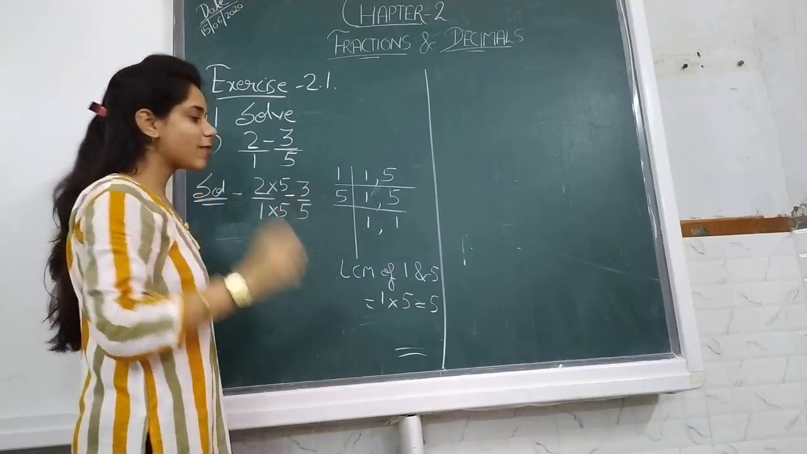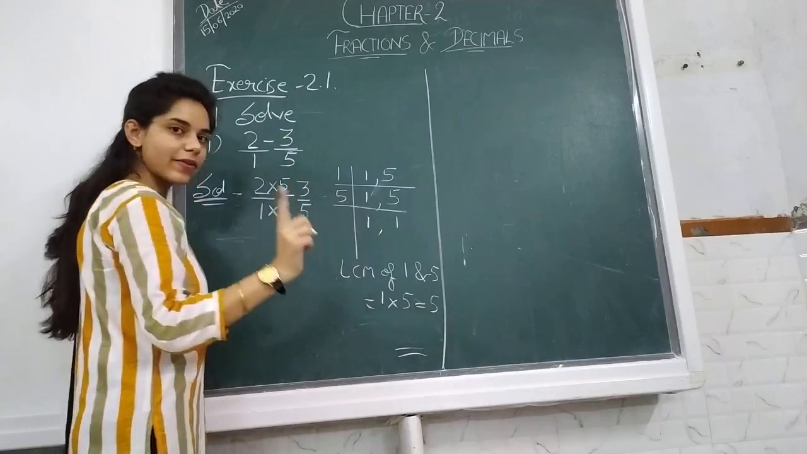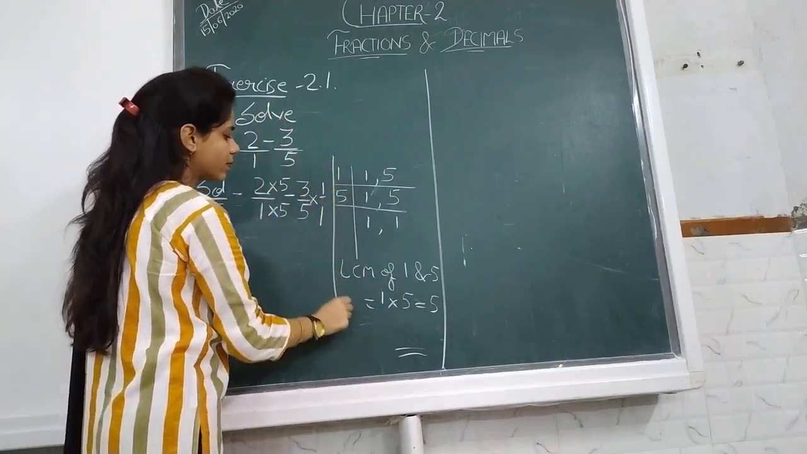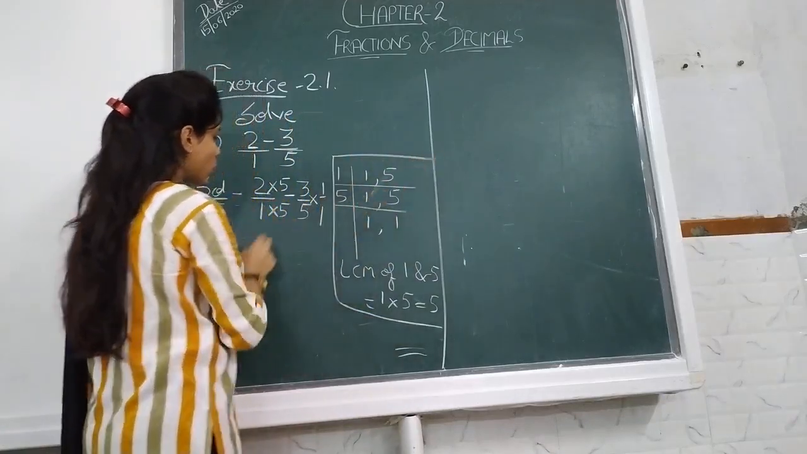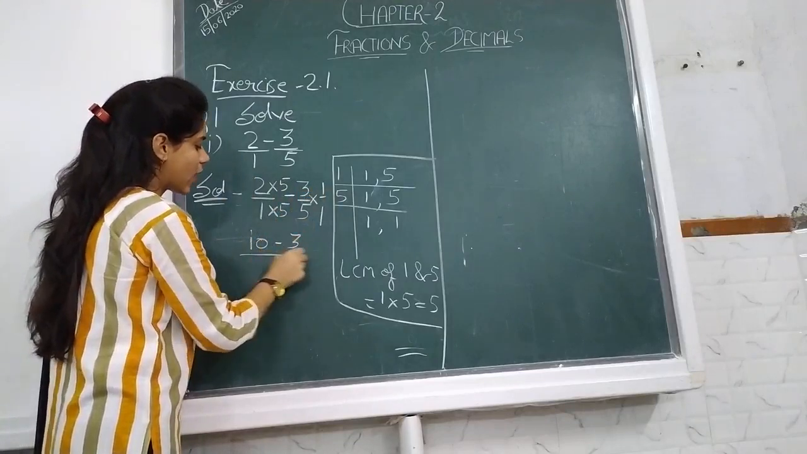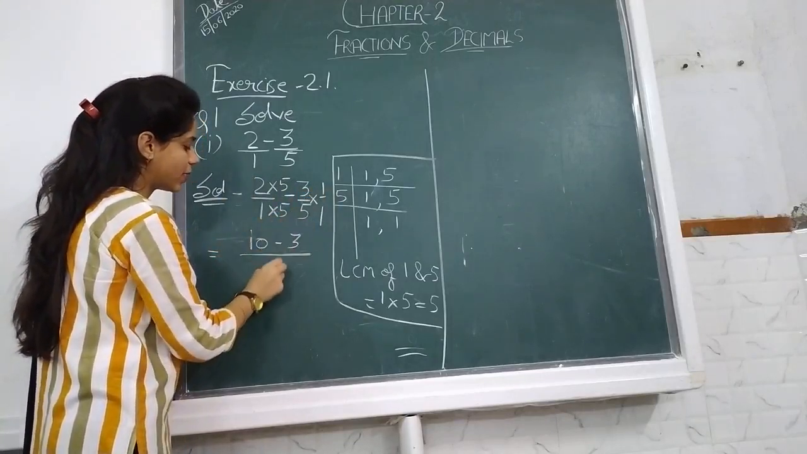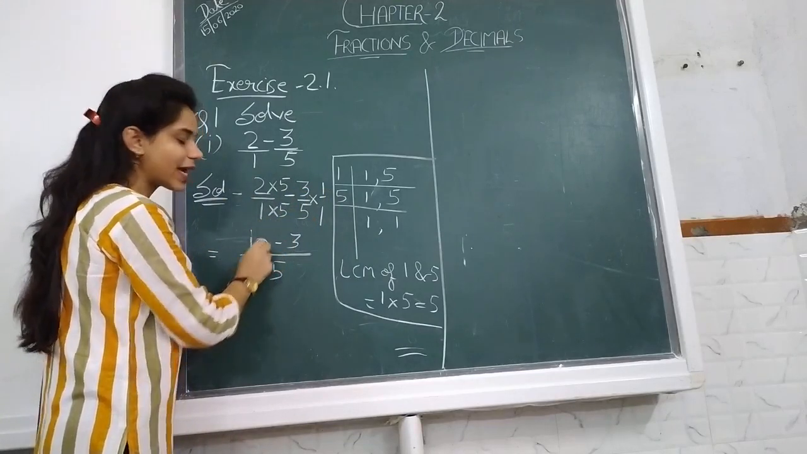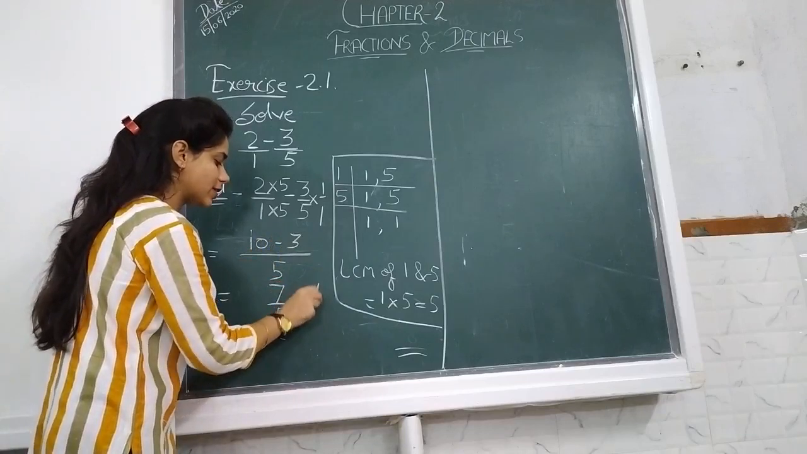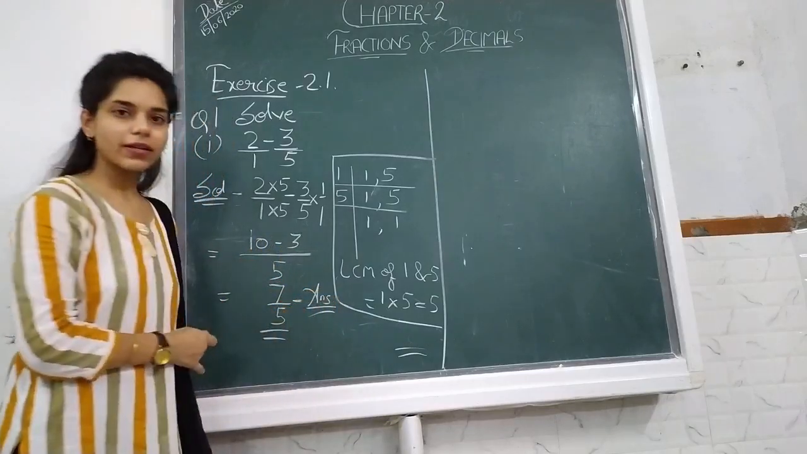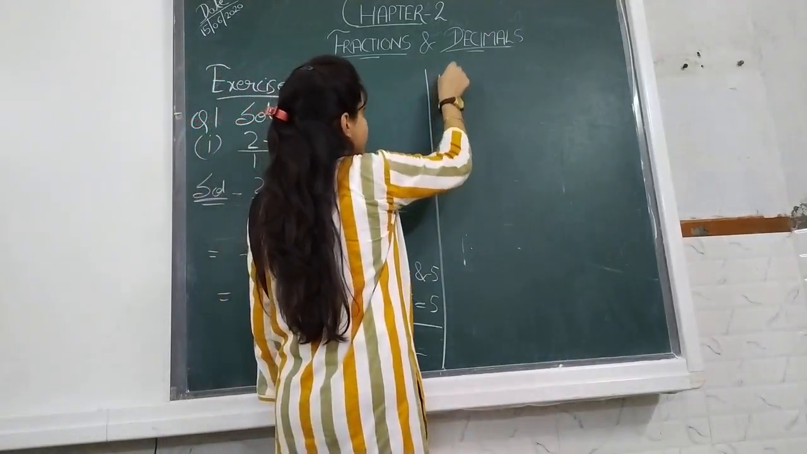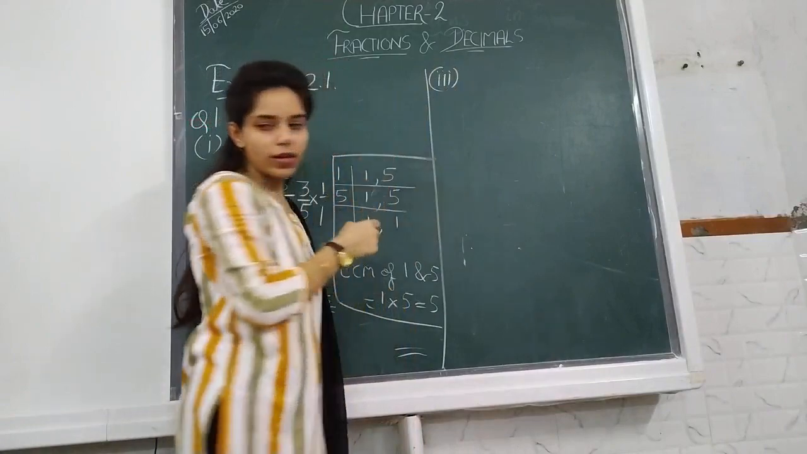Now 5 ones are 5. So multiply by 1 in this fraction, 1 upon 1. Okay. So 2 5s are 10, minus 3 ones are 3. Now it will come in the same denominator, 5 ones are 5. So 10 minus 3 will give you 7. So 7 upon 5 will be your answer. Understood everyone? Now we will solve the third question. The second question is the same. We will solve the third question.